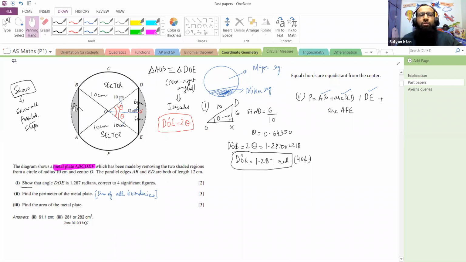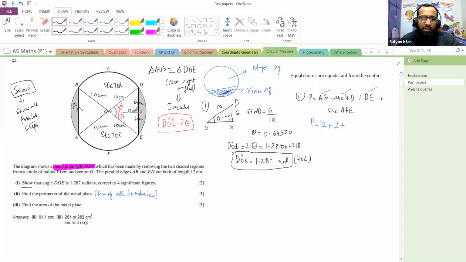So how to find the length of AB now? We have already been given. The examiner has already given the length of AB and ED as 12. Now this is good luck. We have been given this already. AB is 12, DE is 12. Now how to find the arc BCD? How to find the arc BCD? Now this is a good question.